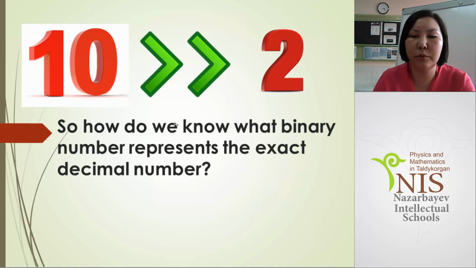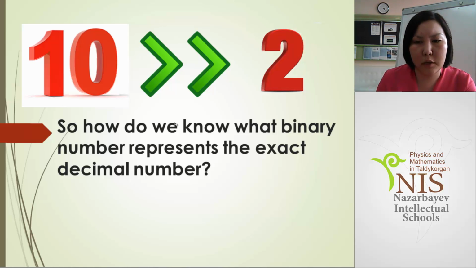So, how do we know what binary number represents the exact decimal number? We know that binary represents in ones and zeros. We know how to add and multiply these numbers, but how do we know which of these ones and zeros gives us the exact decimal number?